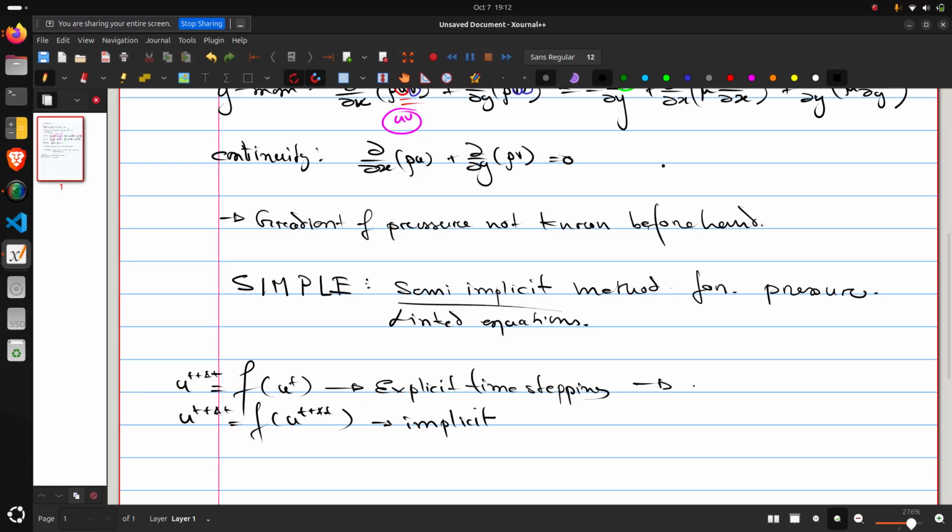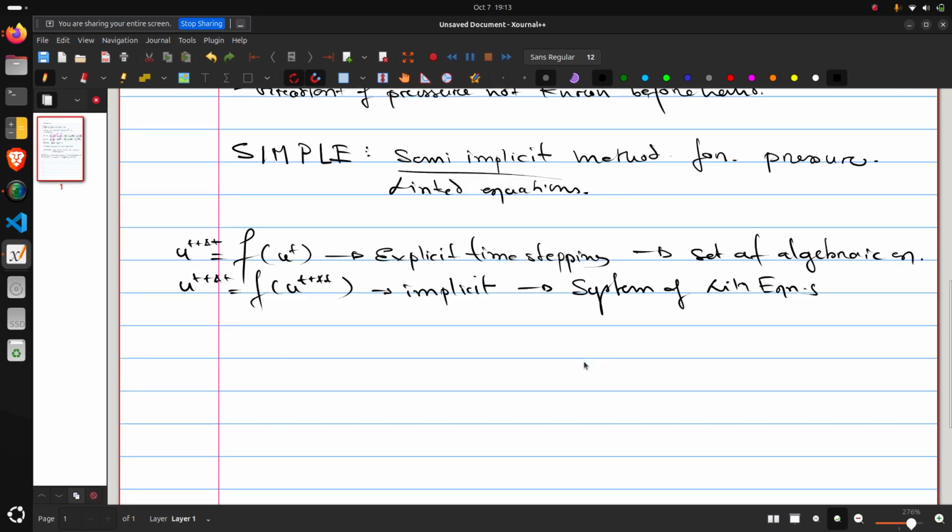right? This gave us a set of algebraic equations, a system of linear equations, right? So it was a bit of a handful to solve using those iterative methods or direct methods or something like that. So this SIMPLE technique is sort of a semi-implicit. It is not totally implicit, but it has the flavor of both implicit and explicit methods, right? So you will get to know it if you have followed the lectures, or else I'll just briefly go over the algorithm, right? Okay.